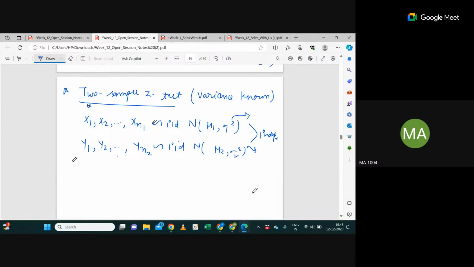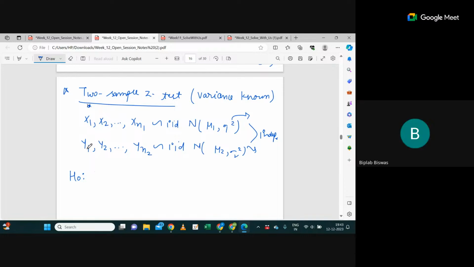For a single sample, our claim was that mu is some specific value, mu naught. But what about two samples? How will you decide your claim? Just think a little bit. Tell me how you will test the mean for two samples. Suppose you have two independent samples, let's say the average marks of the students of school one and the average marks of the students of school two. Those samples are normally distributed. How will you decide your claim?